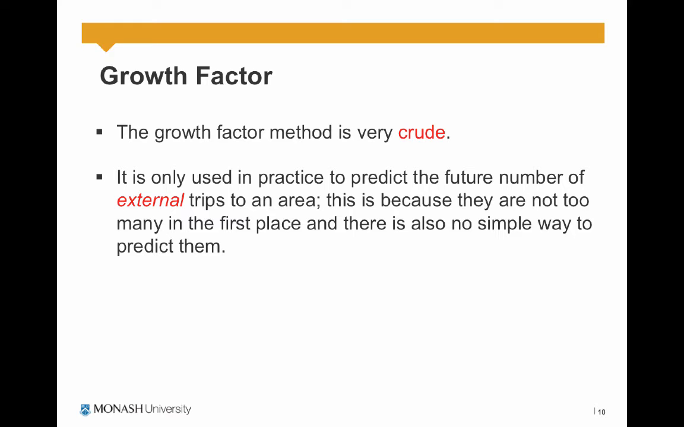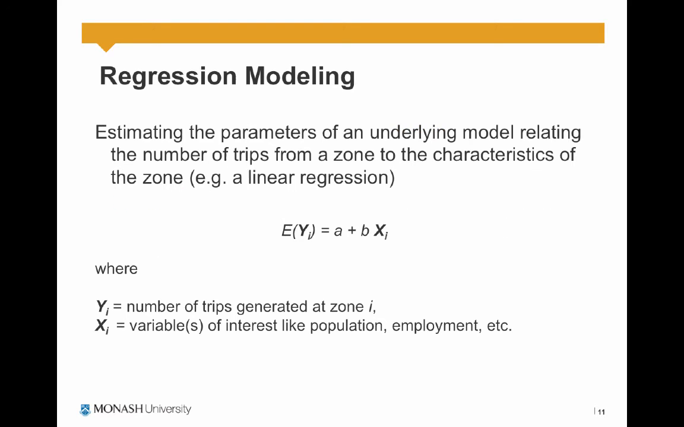In practice, the growth factor is only used to predict the future number of external trips. External trips are the trips coming or going to some external zones that are not considered in a travel demand model. For example, trips that are coming from another city to your city of interest, or trips related to tourism.